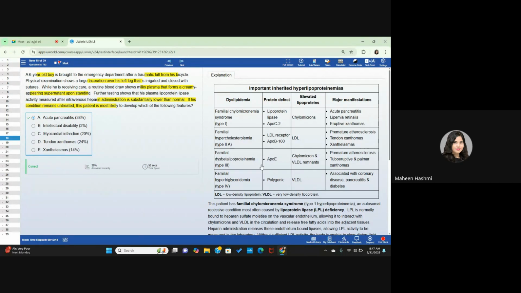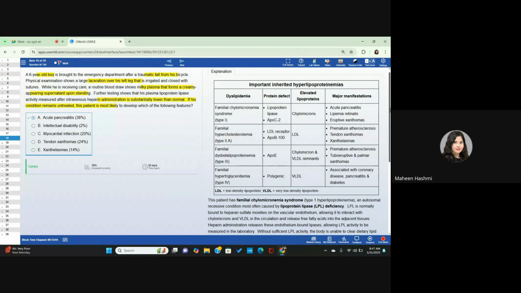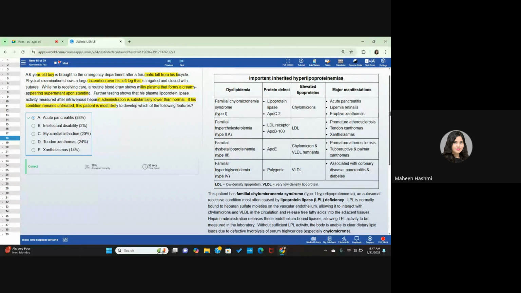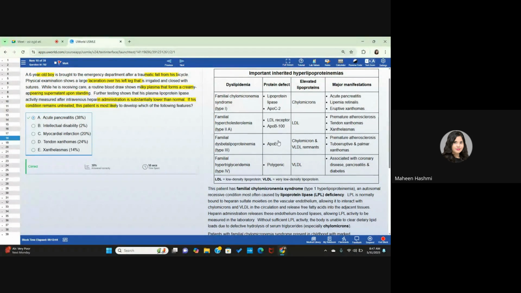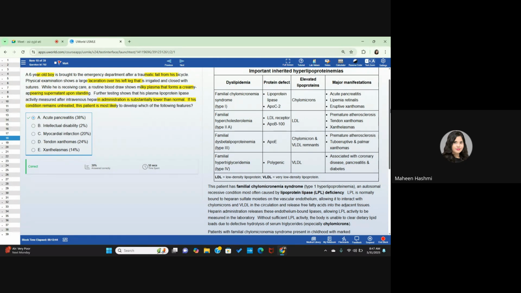I'm not going to go over that again, but familial chylomicronemia syndrome can present with a deficiency of lipoprotein lipase. If you remember correctly, yesterday I said you need to remember this because they ask about the protein defects, elevated lipoproteins, and the major manifestation. What I want you to remember is that xanthomas are going to be there in all three of them, 1, 2A, and 3. But the location varies from type to type, all right?